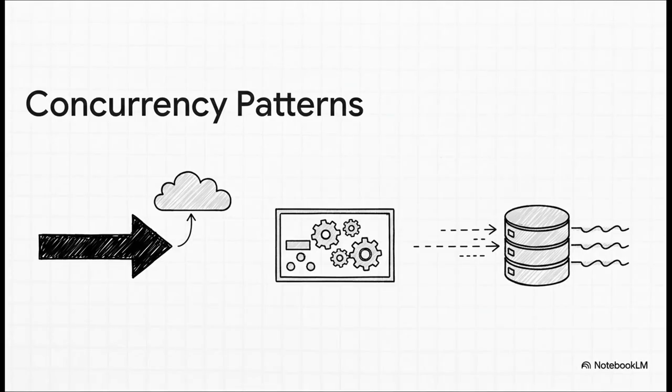Now for concurrency. For any tasks that spend a lot of time just waiting, like for a network call to finish, you can use patterns like async await. This frees up your server to handle other requests instead of just sitting there idle. For heavy CPU-intensive work, a thread pool lets you run tasks in parallel without overwhelming the whole system. And for databases, you should always use a connection pool. This reuses existing connections instead of paying the expensive cost of creating a new one for every single query.